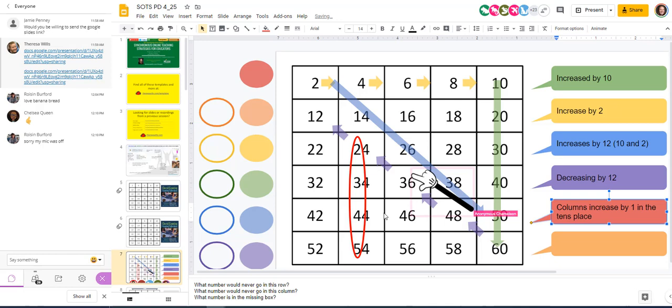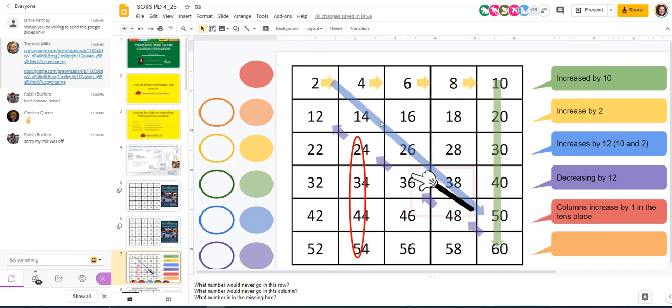And then you also said something about 2s. Can you rephrase that again? Say that again for me. Sure. I would notice that as we increase either going diagonally or going horizontally, we're adding 2 to the ones place.